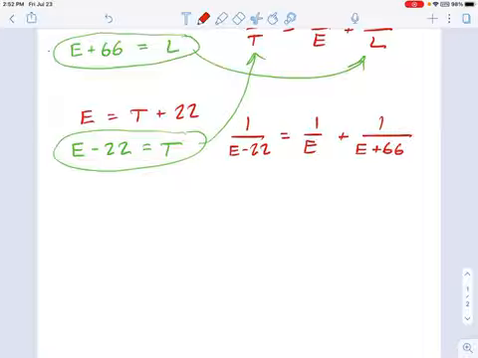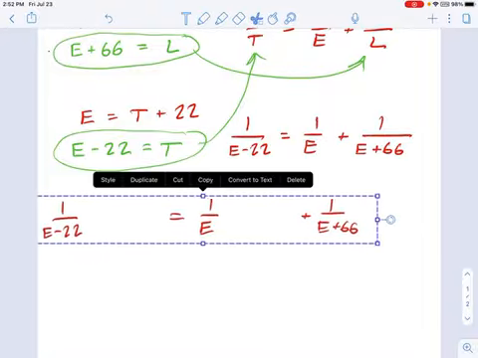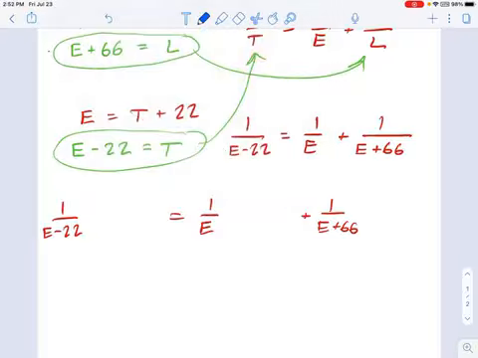All you have to do is multiply everything by denominators until you have common denominators. So I'm going to do that now. Let me write my equation over again, just to make sure we're all on the same page. 1 over E minus 22 equals 1 over E plus 1 over E plus 66. I'm going to leave some space because I have a lot to write. Let's write the factors we need to make this thing have equal denominators. So E minus 22, the factor on the left, what's it missing? It's missing a factor of E, and it's also missing a factor of E plus 66.